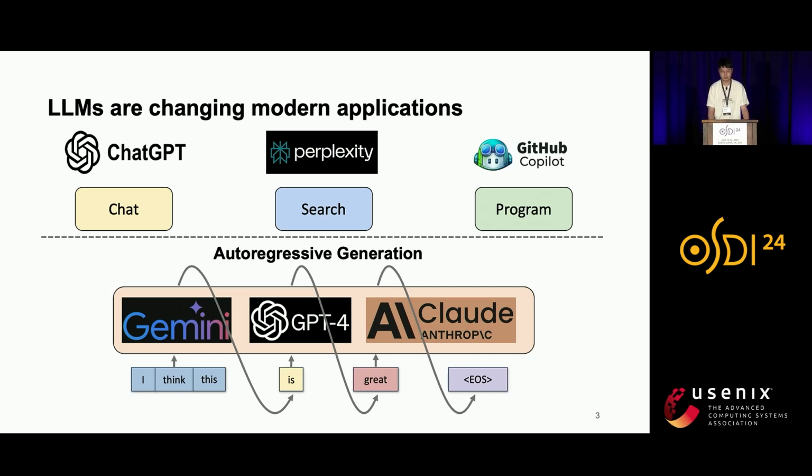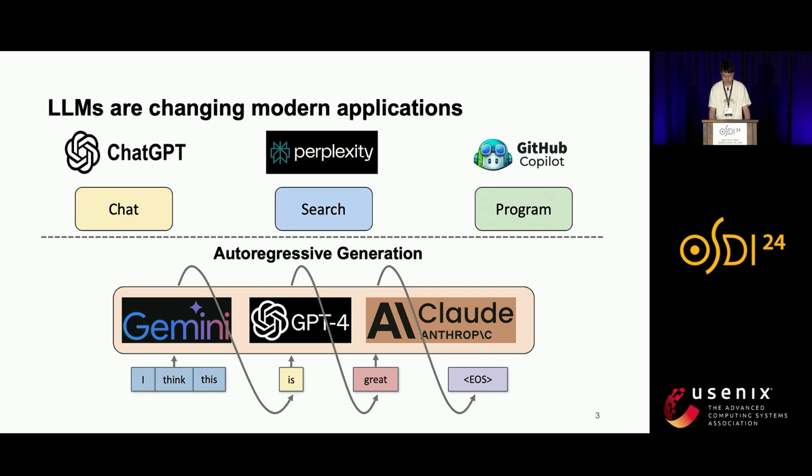With the development of large language models, numerous software applications are leveraging these models to provide better services, such as ChatGPT for chat applications, Perplexity for search engines, and GitHub Copilot for code completion tools. The large language models behind these applications all follow a unified inference service paradigm known as autoregressive generation.